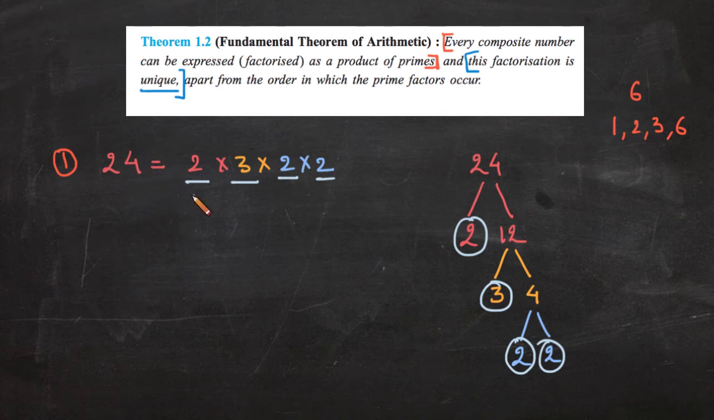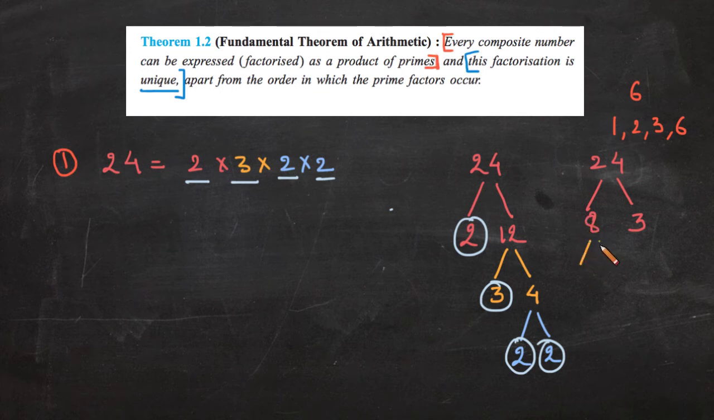Now, why is this unique? Isn't there any other possible prime factorization? Let's actually try to do this. Let's try to prime factorize 24 in another possible way, and let's see whether we get to the same conclusion or some other prime factorized form. So let's start with prime factorizing 24 again. This time we can write 24 as 8 times 3. Now 3 is a prime number, so it's fine, but 8 is not prime, so we have to continue.